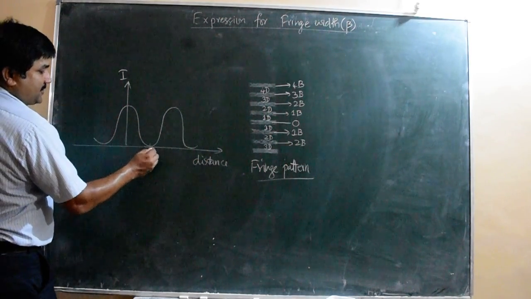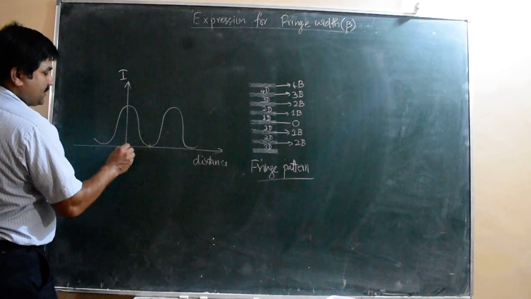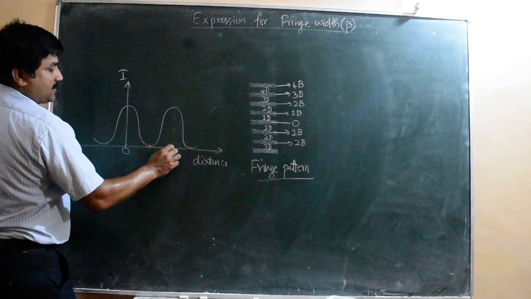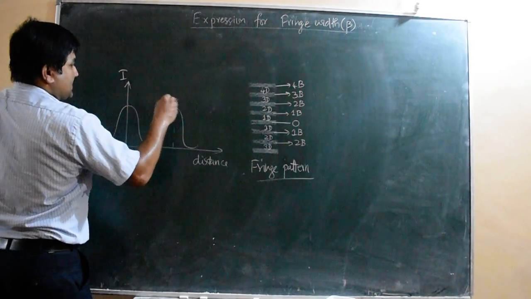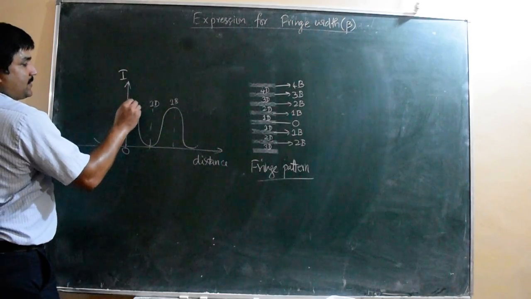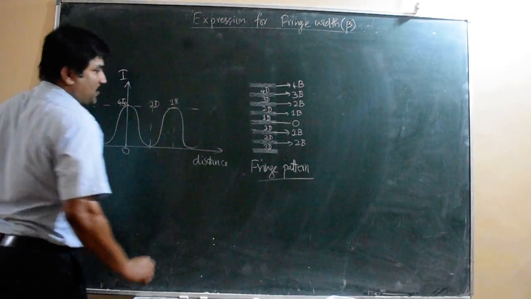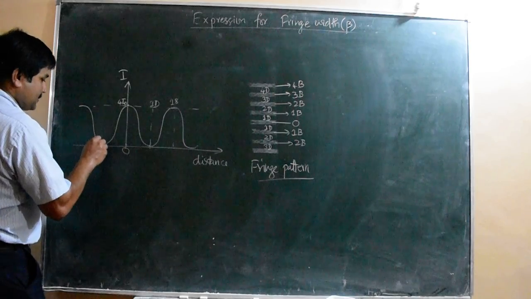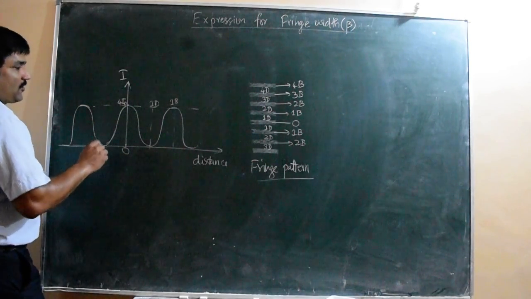intensity decreases. This is the first dark fringe, and this is the center O. Then this is the first bright fringe, and this is the first dark here. The maximum intensity is the same for all the fringes. All the fringes have equal intensity, so the intensity is maximum and the same for all the bright fringes.